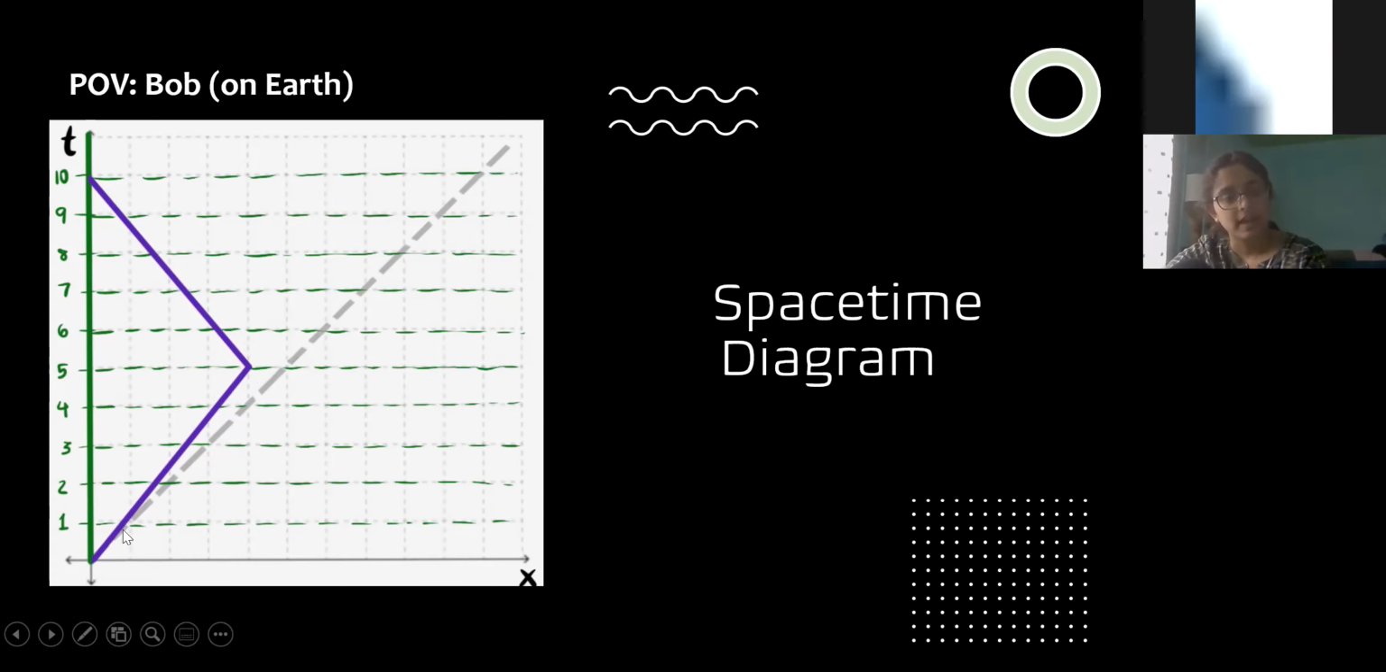These dashed lines I have represent a specific time for Bob. So like this is 1 second for Bob, 2 seconds, 3 seconds throughout space. So according to Bob, anything that happens on these dashed lines are simultaneous. They happen at the same time.